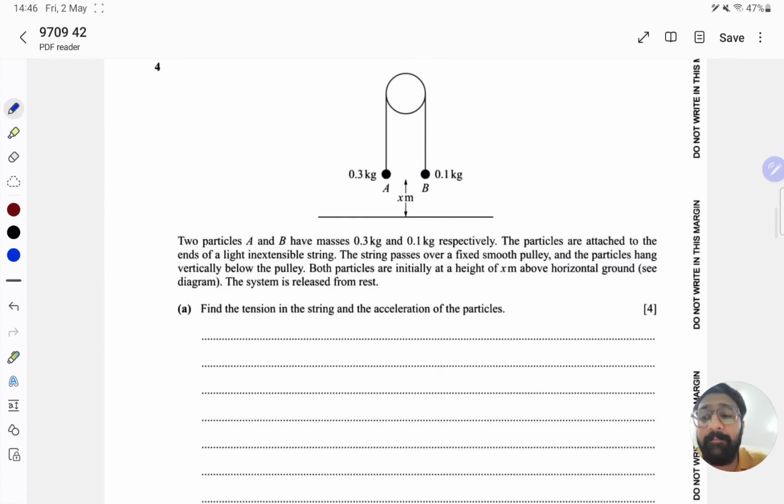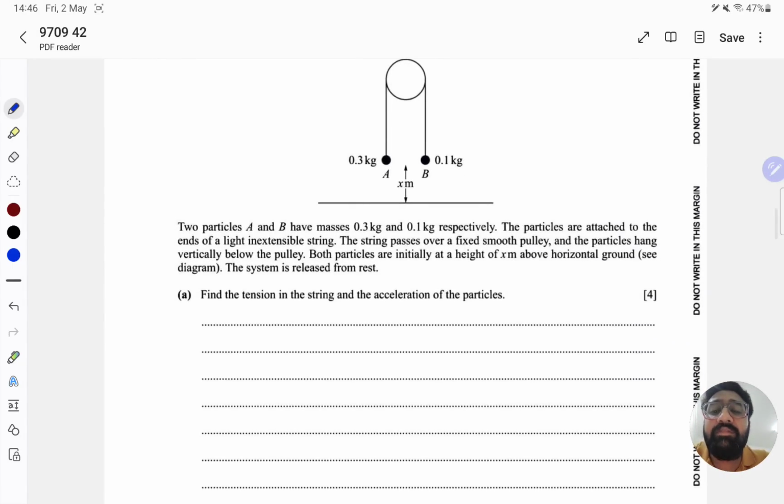Question number 4 says that two particles A and B have mass 0.3 kg and 0.1 kg respectively. The particles are attached to the ends of a light inextensible string. The string passes over a fixed smooth pulley, and the particles hang vertically below the pulley. Both particles are initially at a height of x meters from the horizontal ground. The system is at rest, so basically both the particles are initially at rest, which means that the speed of both the particles in the start is 0.